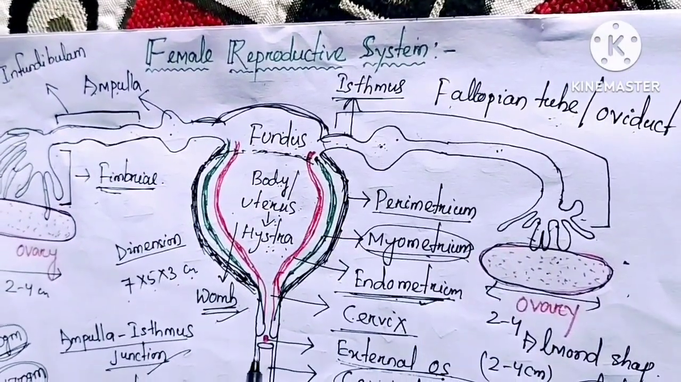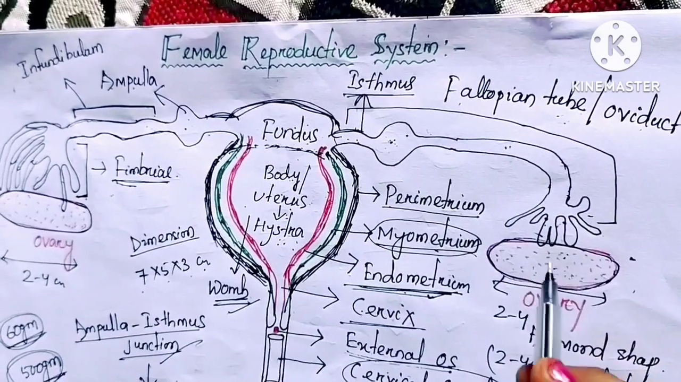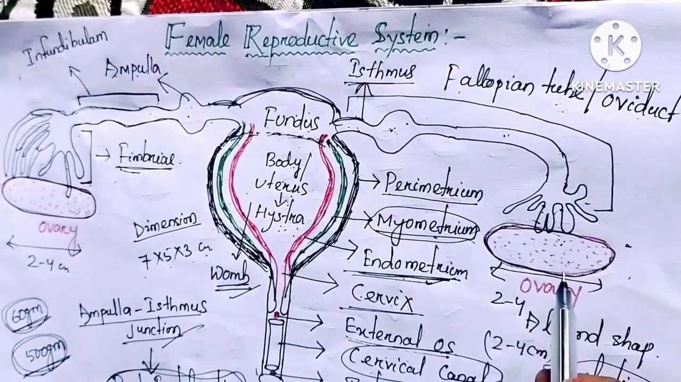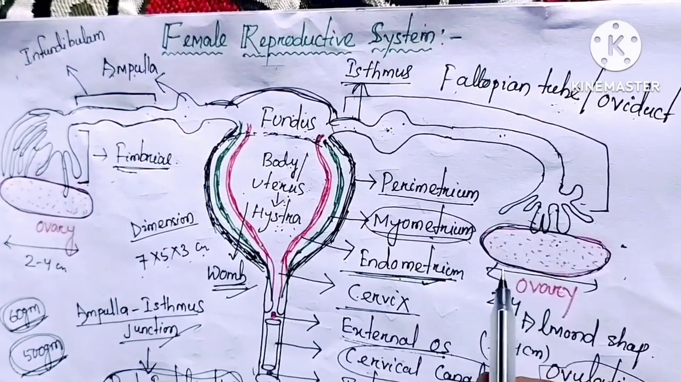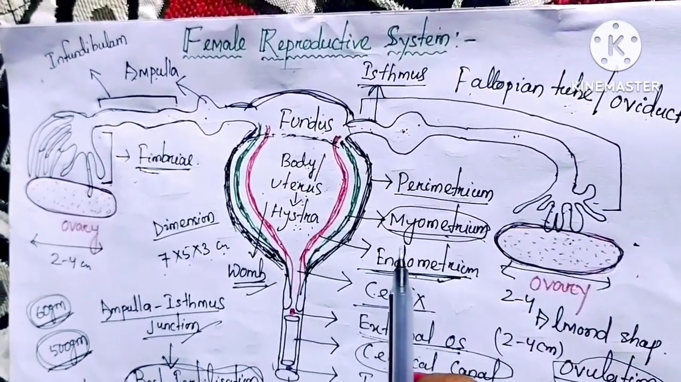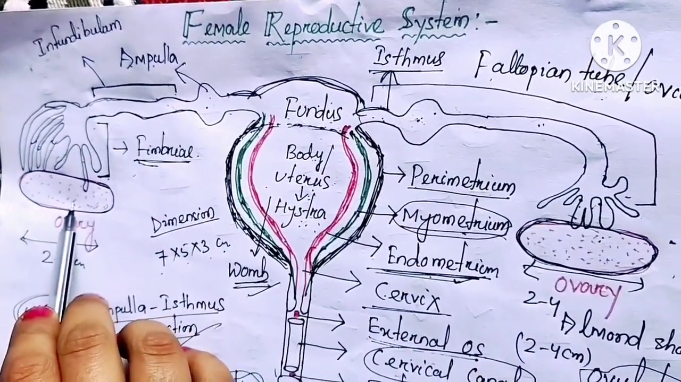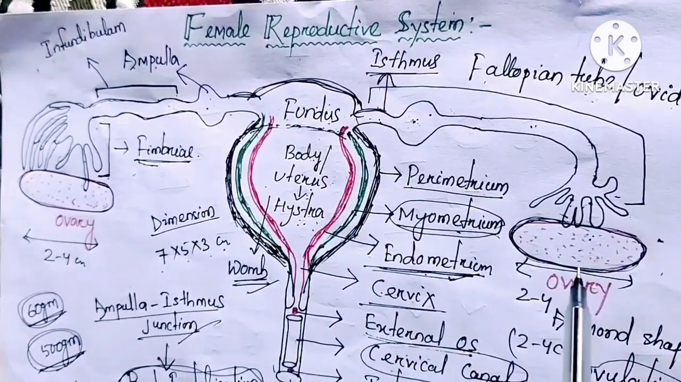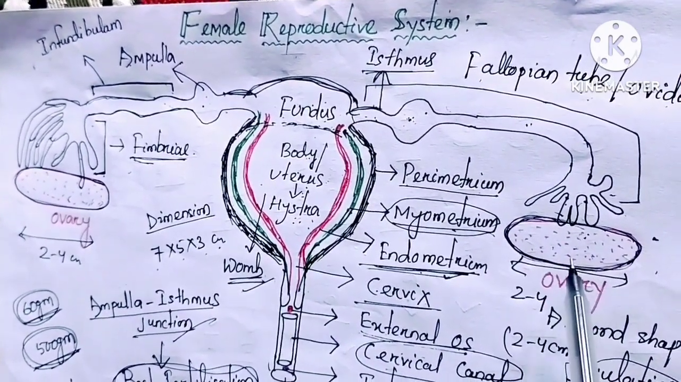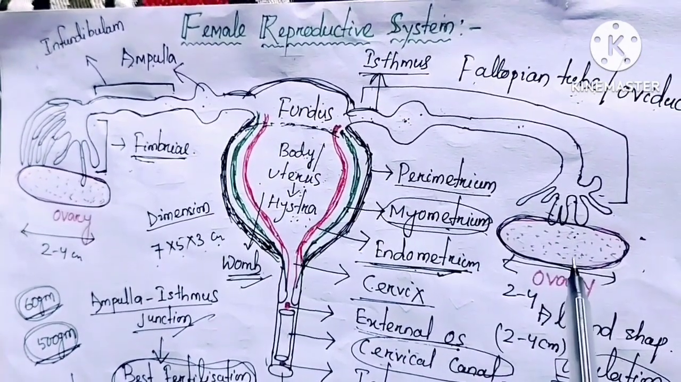Today I will discuss the structure of the ovary. The ovary is a primary gonad of the female reproductive system. It produces the female reproductive cell called the ovum. The ovum is fertilized by a motile sperm to form a zygote.